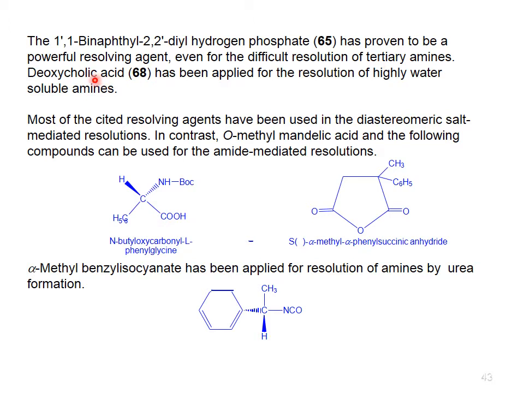In contrast, O-methyl mandelic acid and the following compounds can be used for the amide mediated resolution. This is the N-butyloxycarbonyl L-phenylglycine. This is S alpha methyl alpha phenyl succinic anhydride, alpha methyl benzyl isocyanate. Alpha methyl benzyl isocyanate has been applied for the resolution of amines by urea formation.